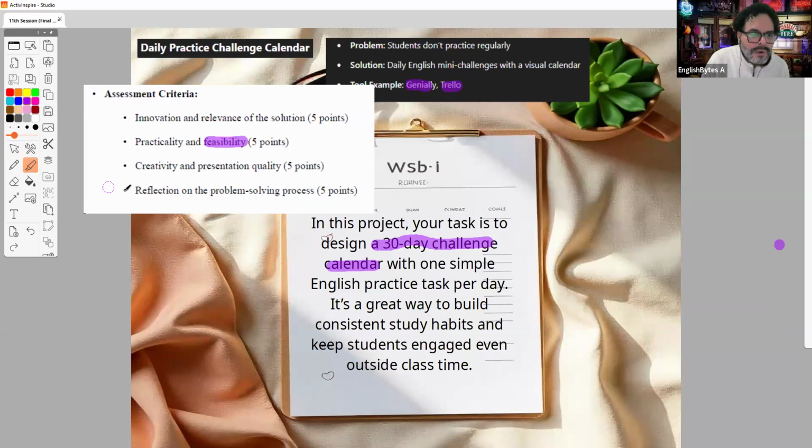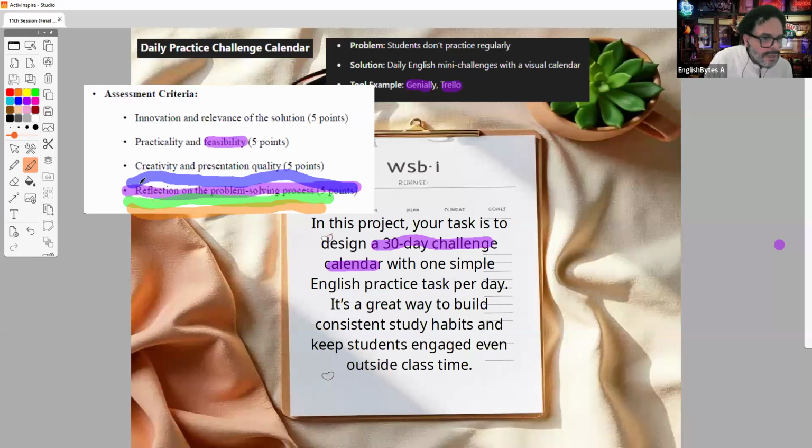Reflection on the problem solving process. Vamos a ponerle verde. Vamos a ponerle azul. Vamos a ponerle rojo, no, porque rojo es rechazo. Vamos a ponerle naranja. ¿Qué otro color le podemos poner para que vean que dice que hay que escribir una reflexión? Amarillo. Amarillo, por favor. Reflection on the problem solving process.